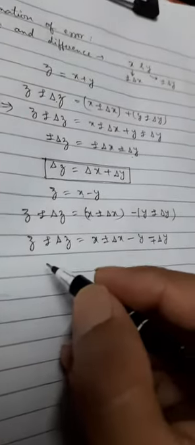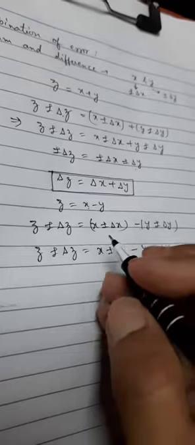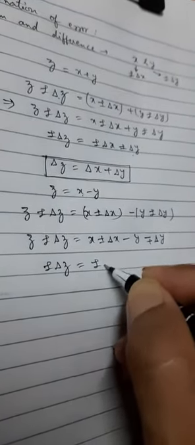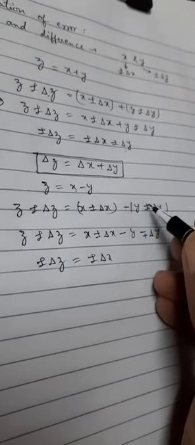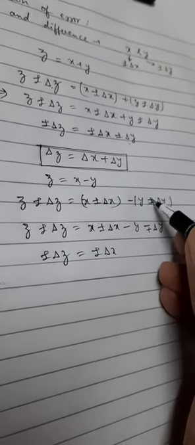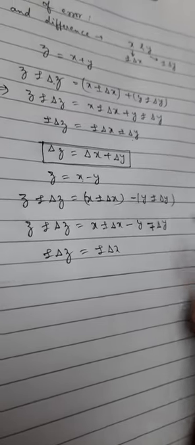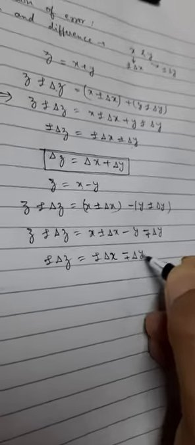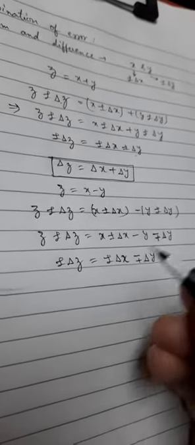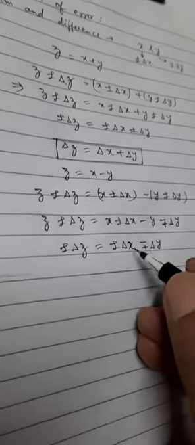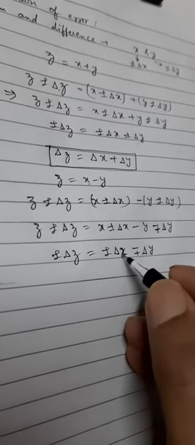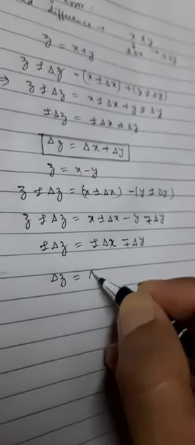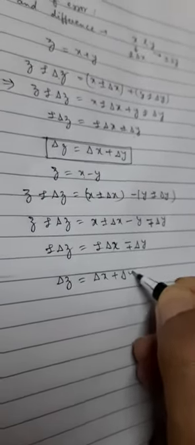Okay, so the limiting error in z is plus minus delta z, equal to plus minus delta x minus plus delta y. Remember, this is plus minus, and when you multiply with the minus, the sign will be reversed. So again, the maximum possible error in z is the sum of delta x and delta y. So that means delta z is equal to delta x plus delta y.